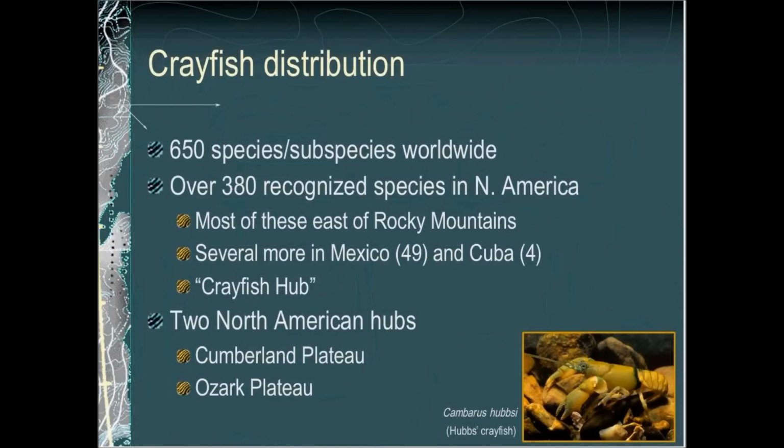Again, about 380 found in North America. There are more that are found in Mexico and Cuba, but there has not been a lot of taxonomic work done in those areas, so take those numbers with a grain of salt. But what you'll probably notice is that North America is the crayfish hub of the world, which is pretty neat. And within North America, there's 2 smaller hubs. One is the Cumberland Plateau found in southern Appalachia, and then the Ozark Plateau, which I'm familiar with in Missouri: Missouri, Arkansas, Oklahoma, and a little bit into Kansas.